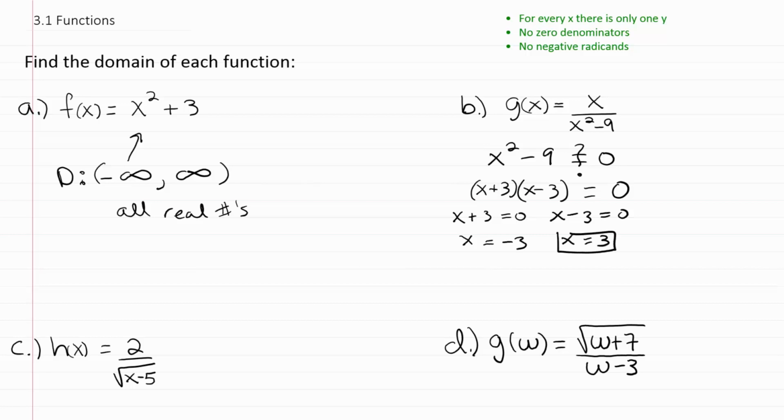All right, so these two values end up giving us 0 in the denominator, because if you plug those values in, you'll see that what?